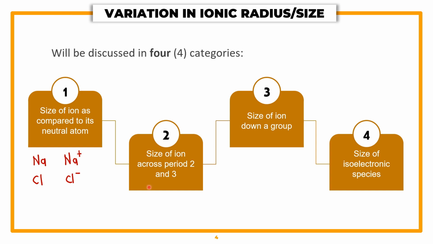Later, we will see the variation of size of the ion across period 2 and 3. And then we will see how the size of the ion changes as we go down a group. And lastly, the variation in size of isoelectronic species.